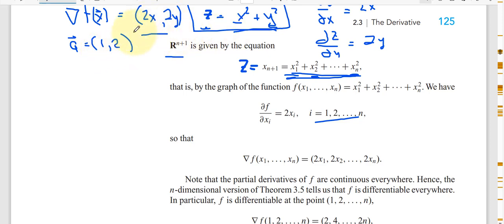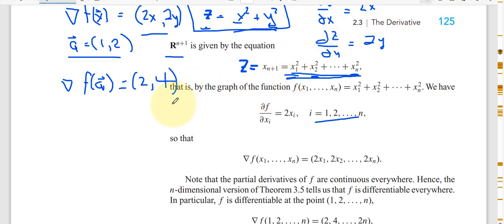So what do we get? We get 2 and we get 4. So we get 2, 4. So that's the gradient at this a, and that's written like that. So what is it? It's 2, 4. Sorry about that. Okay, and what does that tell us?